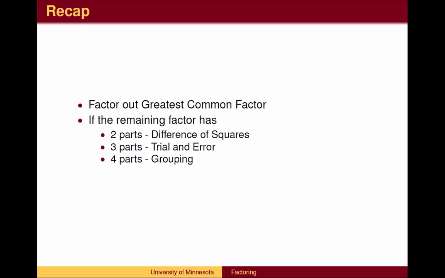To recap, to begin the factoring process, look for common factors and factor out the greatest common factor. In what remains, if it has two terms, look for the difference of squares pattern. If it has three terms, it likely comes from a standard FOIL process. If it has four terms, try factoring by grouping.